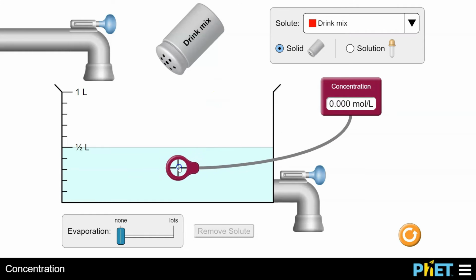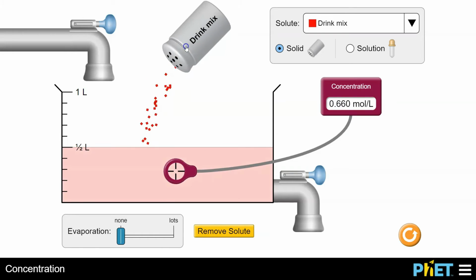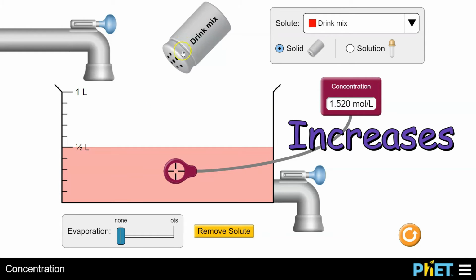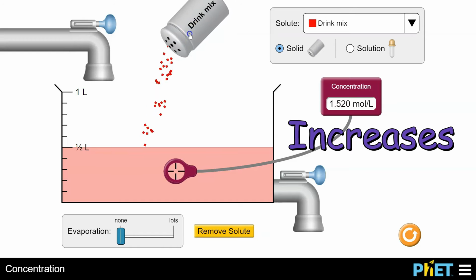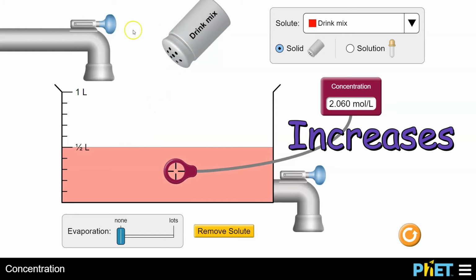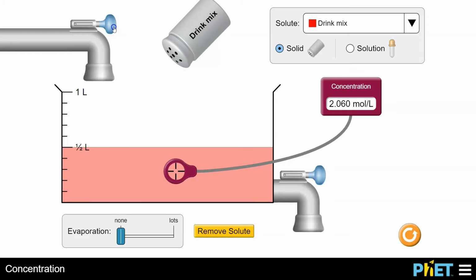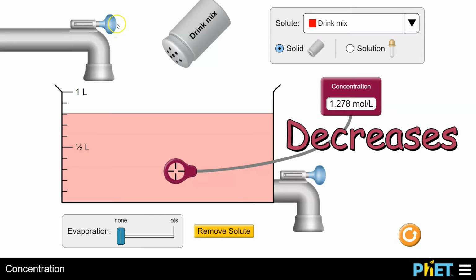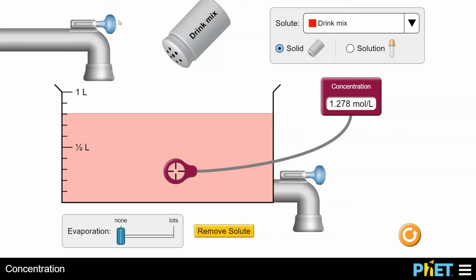So let's go ahead and grab the concentration indicator, and let's add some solute. So we're going to add the drink mix, and notice that as you add the drink mix, the concentration increases. Okay, so we add drink mix, the concentration increases. Now when we add water, notice what happens to the concentration. It actually decreases. And the reason why that is because the concentration is the measure of the solute and the solvent. It's a ratio.